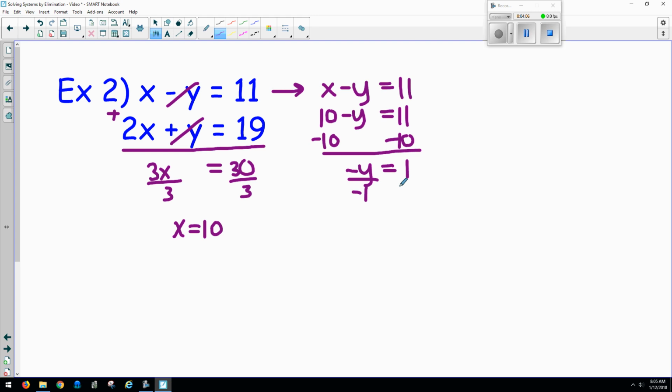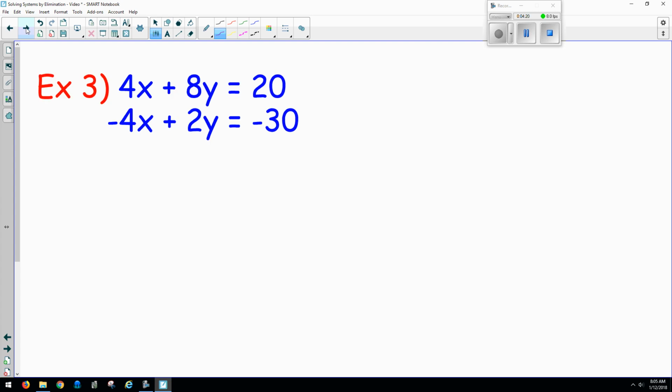I'm going to divide both sides by -1 to get a positive y. So y equals -1. Again, make sure you write it as an ordered pair for your solution. Here's one more for you to try, and we'll continue this discussion in class.